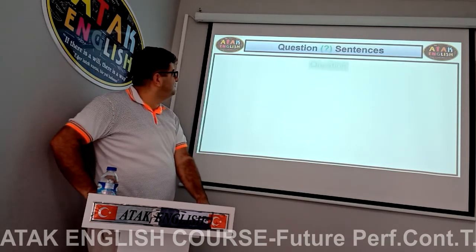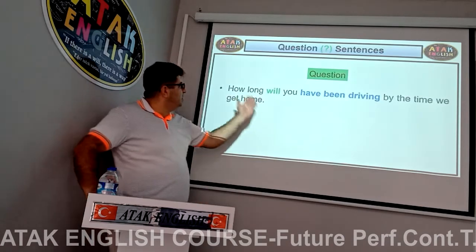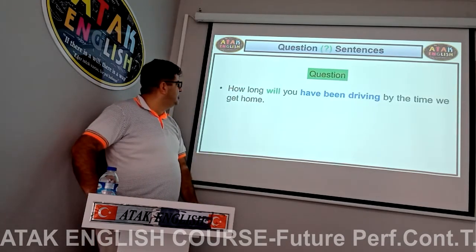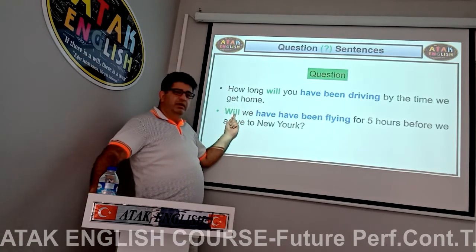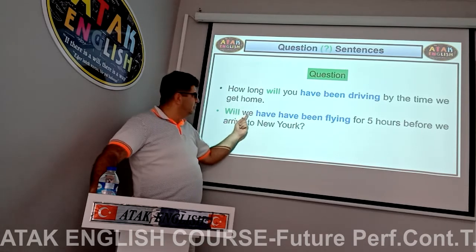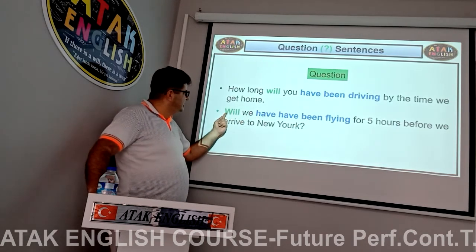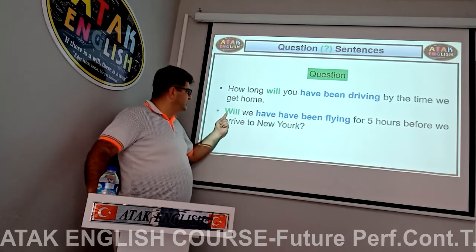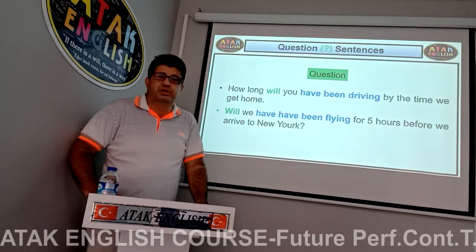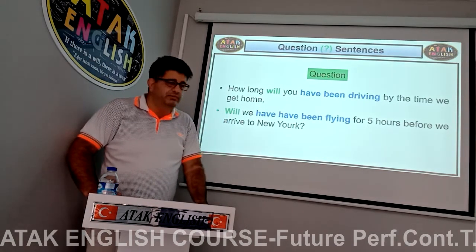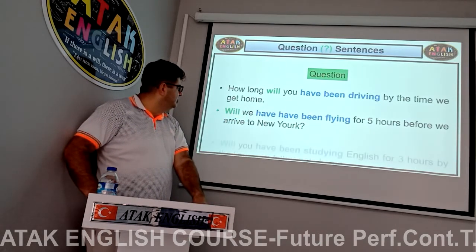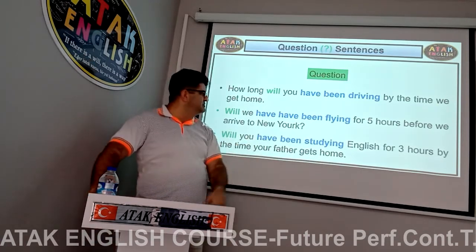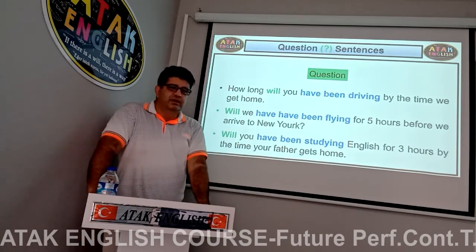Here comes the question form. How long will you have been driving by the time we get home? Basically, we pull will towards the beginning, to the head of the sentence, to make a question out of a positive form. Will we have been flying for 5 hours before we arrive in New York? Will you have been studying English for 3 hours by the time your father gets home?